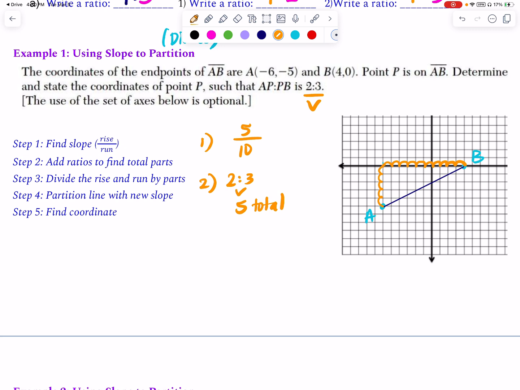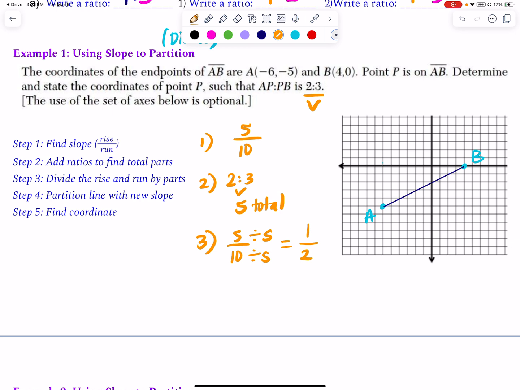And step 3, we're going to divide the rise and the run, 10 over 5, the numerator and the denominator by 5, the total. So 5 divided by 5 is 1, 10 divided by 5 is 2. So we're going to partition the line using this new slope.